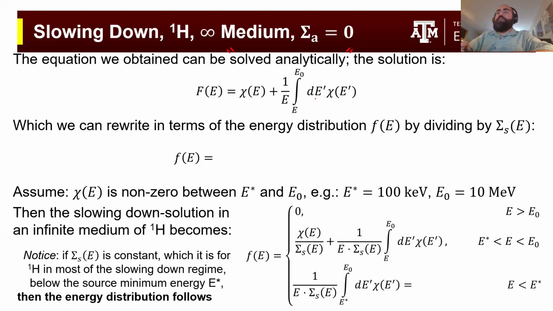We're dividing both sides by sigma s now, though. So we're going to have chi of E divided by sigma s of E. And then we're going to have a plus. This term, the 1 over E here, is also going to pick up a factor of 1 over sigma s. So we're going to have 1 over E times sigma s of E, and then our integral.